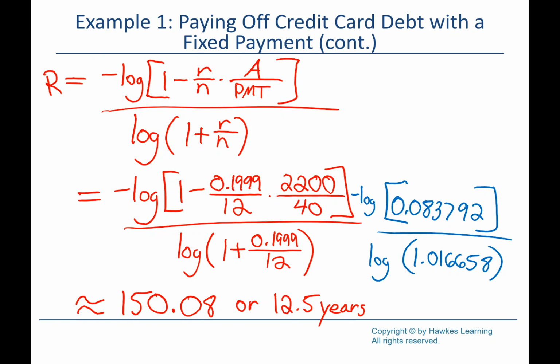Did you find it? Didn't get those numbers? Okay, so what I'm typing is 1 minus 0.1999 divided by 12, times 2,200 divided by 40. Yeah, so that gives me this number. Right. And then you do negative log of that over log of the bottom. That's what I was doing.